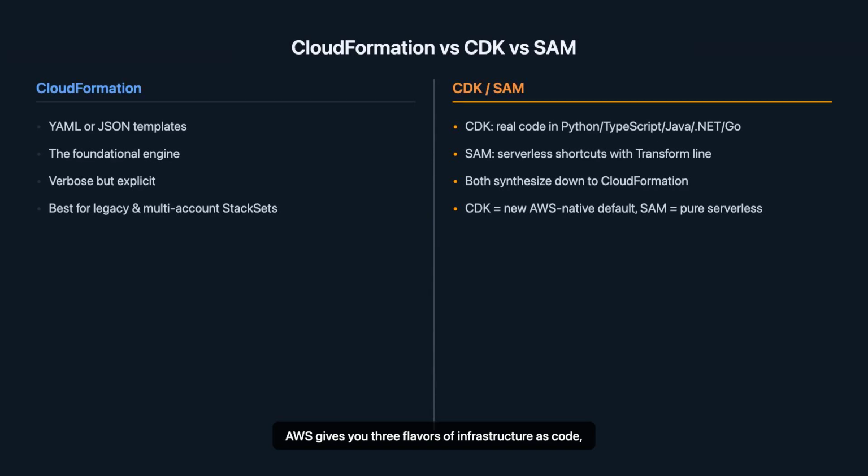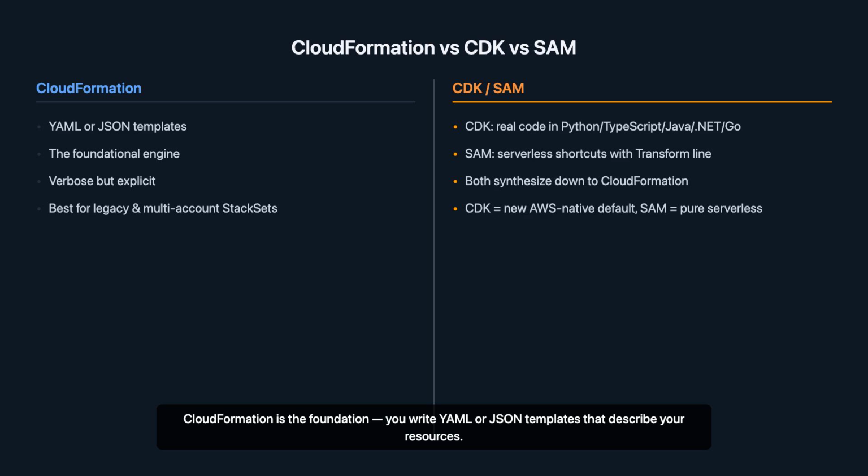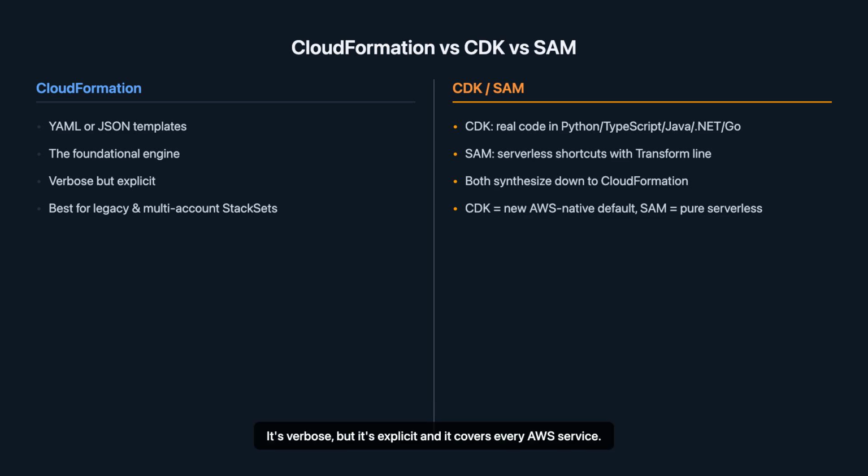Amazon Web Services gives you 3 flavors of infrastructure as code, and here's how they relate. CloudFormation is the foundation. You write YAML or JSON templates that describe your resources. It's verbose, but it's explicit, and it covers every Amazon Web Services service. CDK, the Cloud Development Kit, lets you write the same infrastructure in a real programming language: Python, TypeScript, Java, .NET, or Go. And SAM, the serverless application model, adds purpose-built shortcuts for Lambda, API gateway, DynamoDB, and step functions.